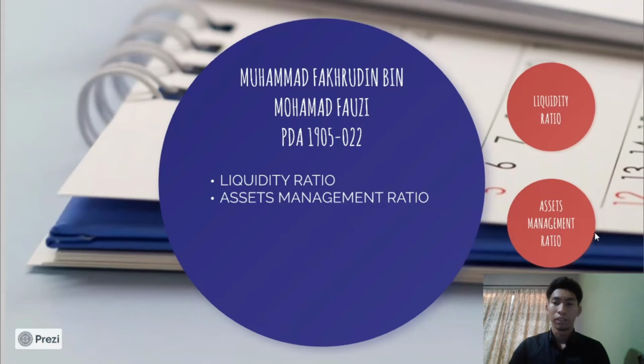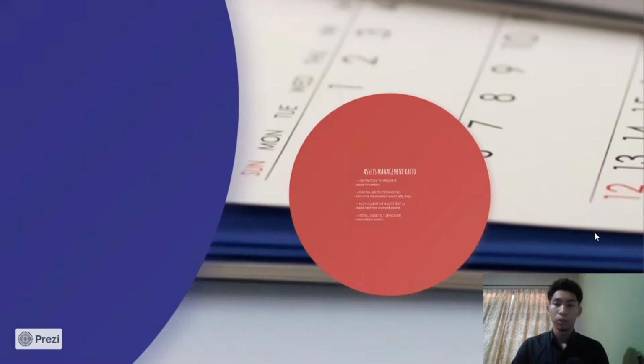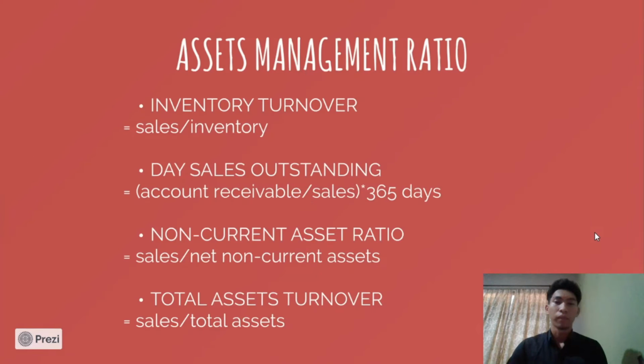Right, that's all for liquidity ratio. Let's go next to assets management ratio. Inside assets management ratio, we have four items, which are inventory turnover, days sales outstanding, net non-current assets ratio, and total assets turnover. For inventory turnover, the formula is sales divided by inventory.